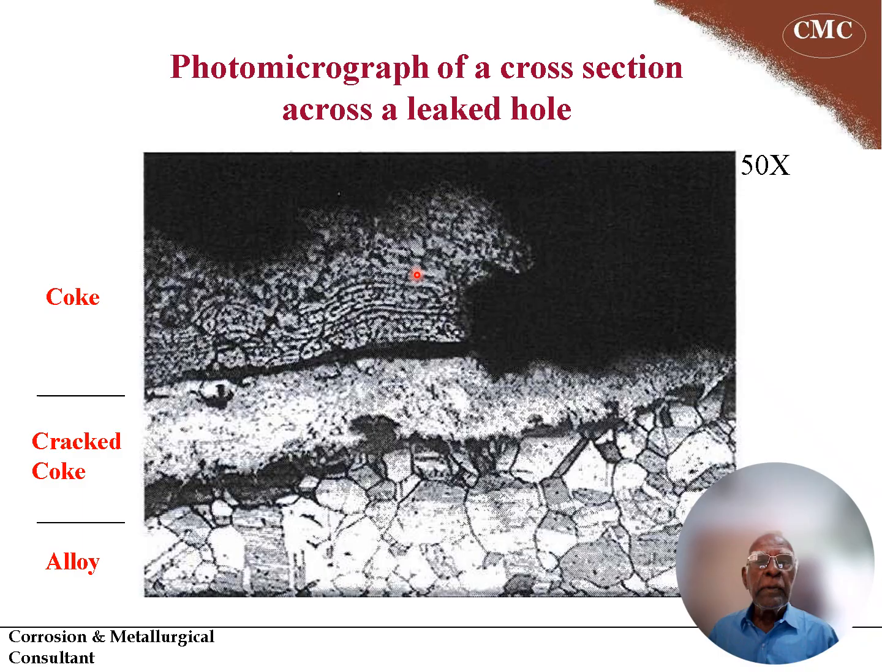And this is the carbon deposition, which is called coke. This coke is a brittle material, so very easily it can crack. Through the cracks, the chloride enters, leading to base metal attack. You can see the base metal is attacked, giving rise to pitting corrosion.